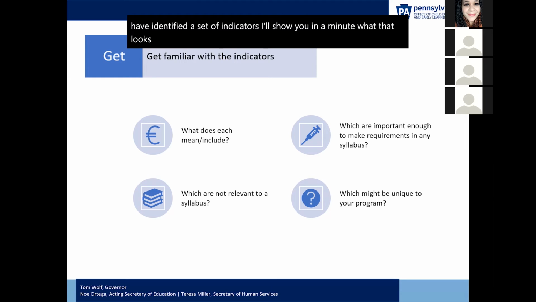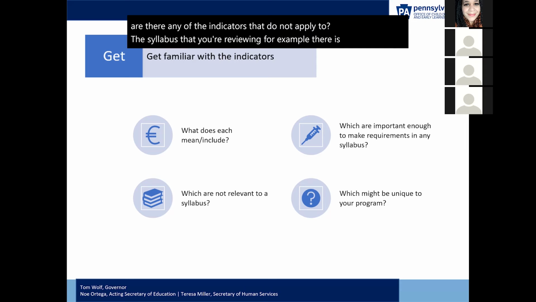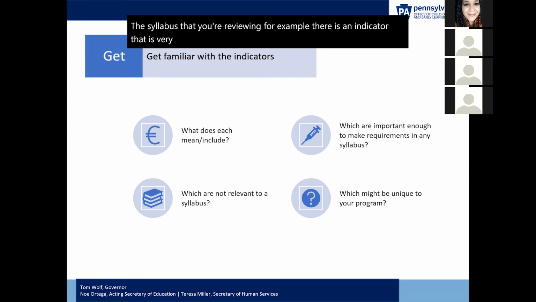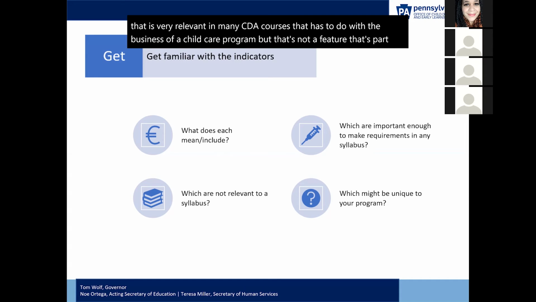Then something else that you may want to take a look at is, are there any of the indicators that do not apply to the syllabus that you're reviewing? For example, there is an indicator that is very relevant in many CDA courses that has to do with the business of a childcare program, but that's not a feature that's part of many bachelor's degree or associate degree courses. I'll show you what that looks like in a minute too.